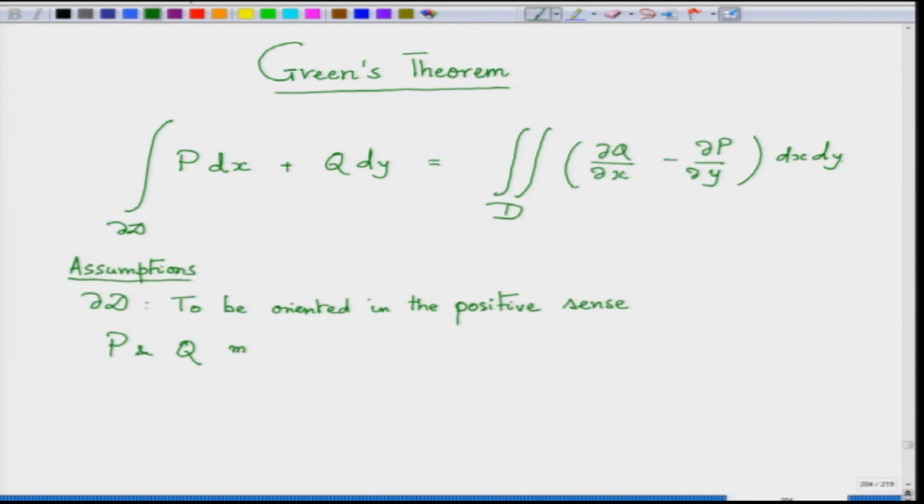P and Q must be continuously differentiable. Of course, we need continuity here for the integration to go through smoothly. Here all integrals are meant, when you take the single integrals, in the Riemann sense, or in most cases in the standard Newtonian sense. That's really the effective thing.